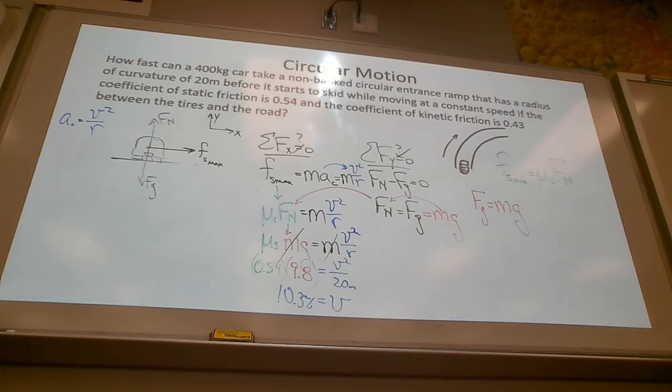Okay? That is the hardest problem you're going to have to do for this unit. So the kinetic friction coefficient, it was just there. Okay. Yep. Good with that?